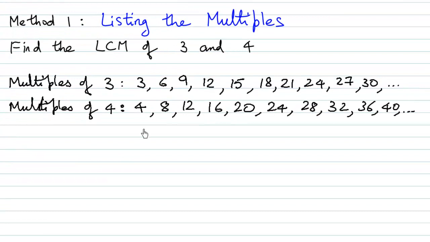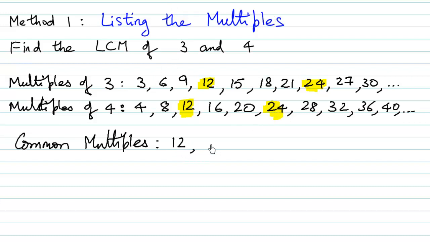Now we are interested in knowing the common multiples. The common multiples are all those numbers which are common to both the lists. For example, the number 12 is common to both the tables. Then the number 24 is common to both the tables. So the common multiples are 12, 24, and if you extend the list, you'll also get 36 and other numbers.